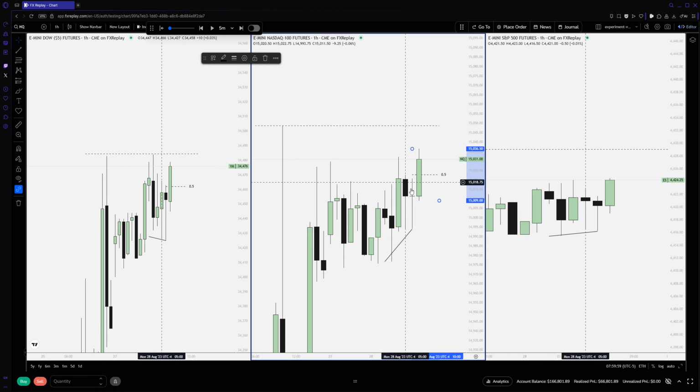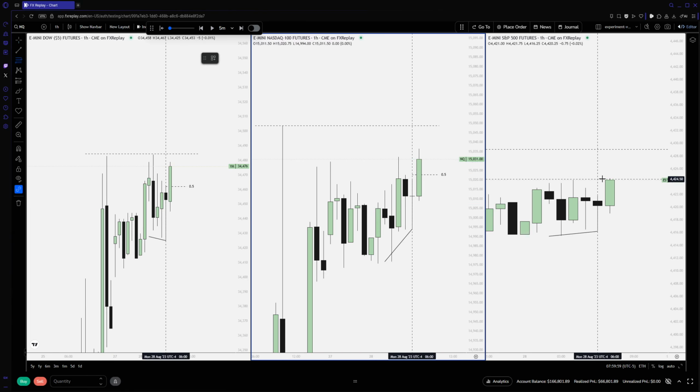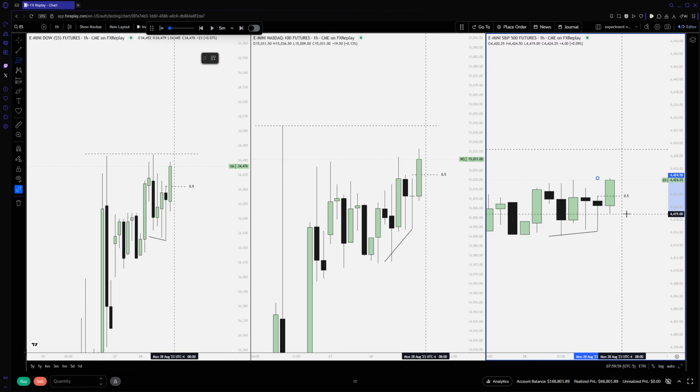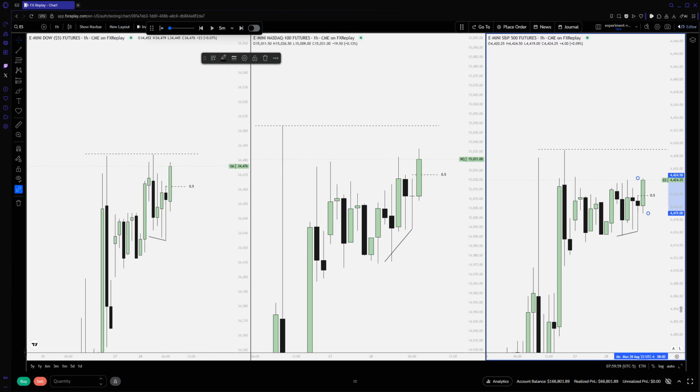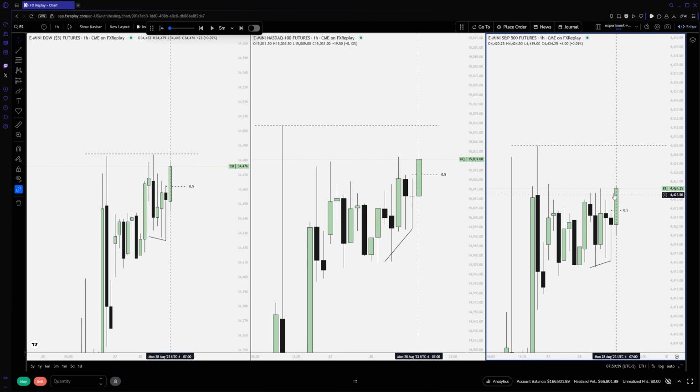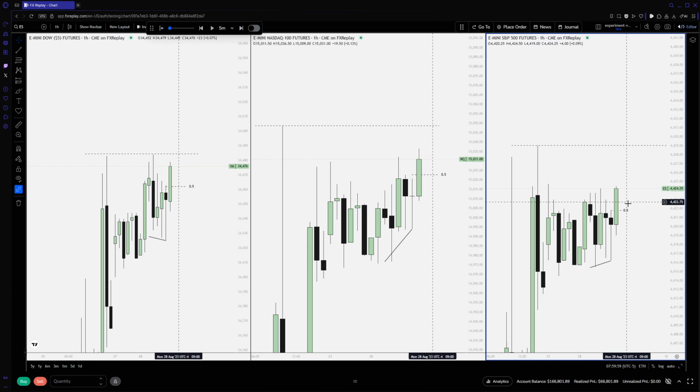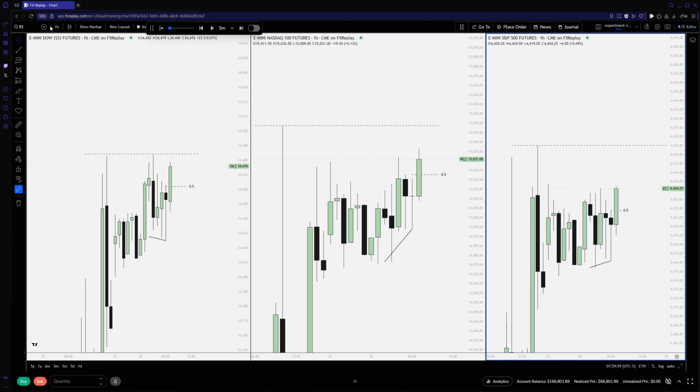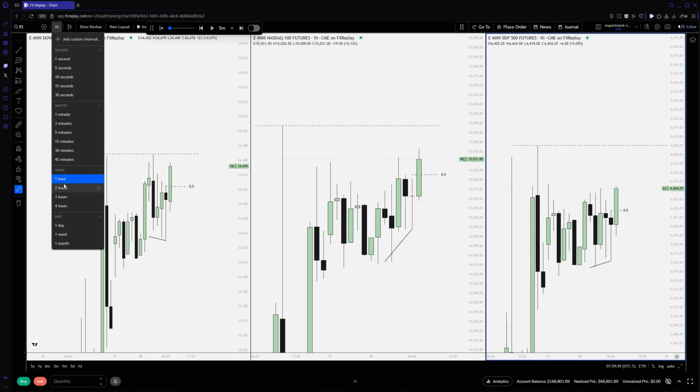So I'm going to be looking for a continuation up to this high, basically. And what we're going to be looking for is a protected swing when the next candle opens up. We're just going to go to the 5 minute. Why? Because the 5 minute aligns with the 1 hour. The 4 hour aligns with the 15 minute. The 1 hour aligns with the 5 minute. The 30 minute aligns with the 3 minute.